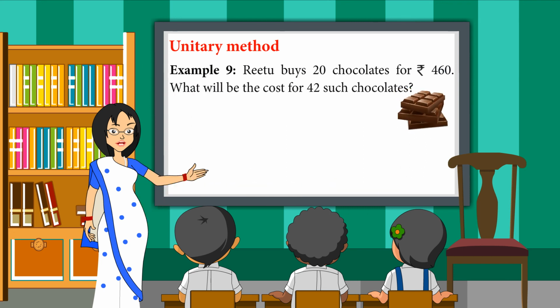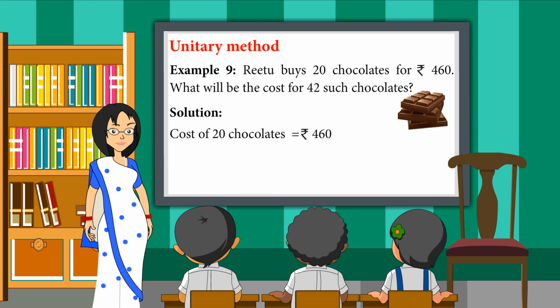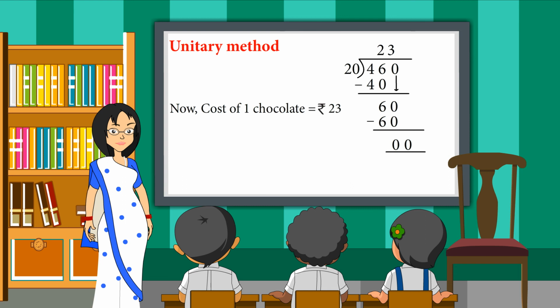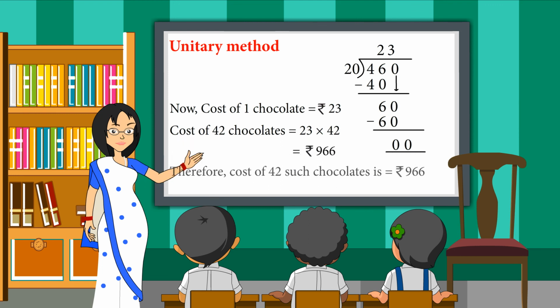Example 9. Ritu buys 20 chocolates for rupees 460. What will be the cost of 42 such chocolates? Solution. Cost of 20 chocolates is equal to rupees 460. Cost of 1 chocolate is equal to rupees 460 divided by 10 is equal to rupees 23. Now cost of 1 chocolate is rupees 23. Cost of 42 chocolates is equal to 23 into 42 is equal to rupees 966. Therefore, cost of 42 such chocolates is equal to rupees 966.